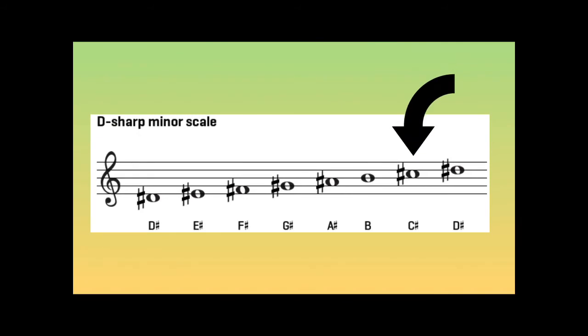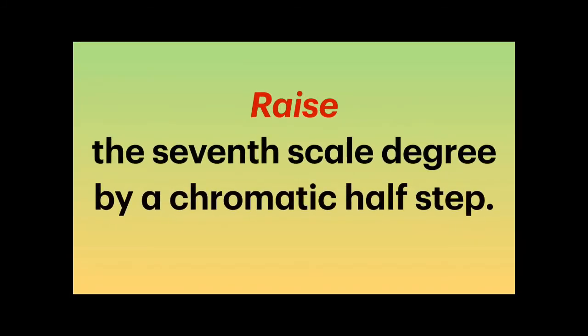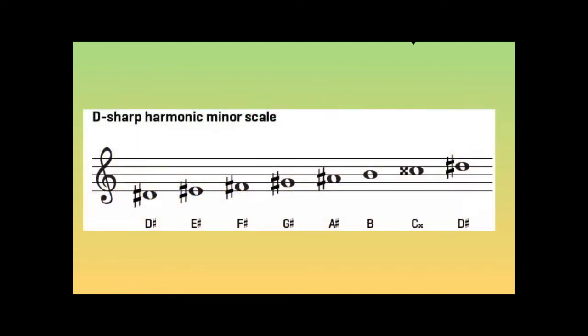I've taken the liberty of pointing out our 7th scale degree, which we're going to raise to a C what to make it harmonic minor. Notice that we already have a sharp next to that pitch. If we're raising a pitch by a chromatic half step and it has a sharp next to it, we need it to have a double sharp. This is a D sharp harmonic minor scale.